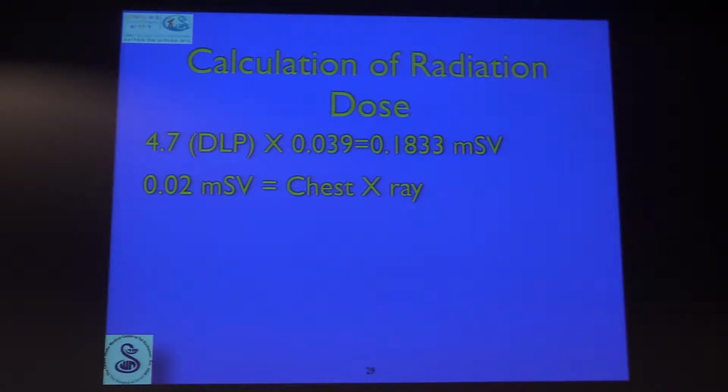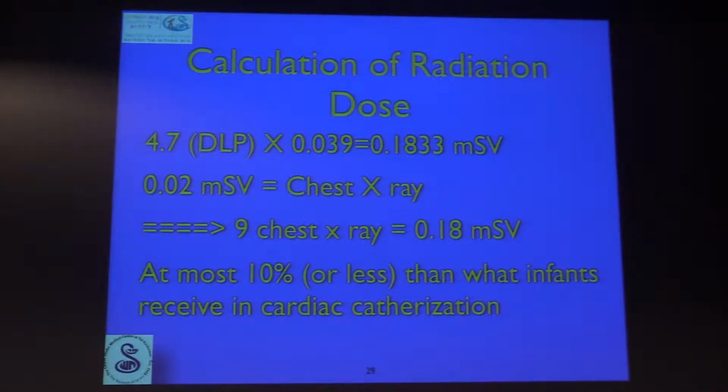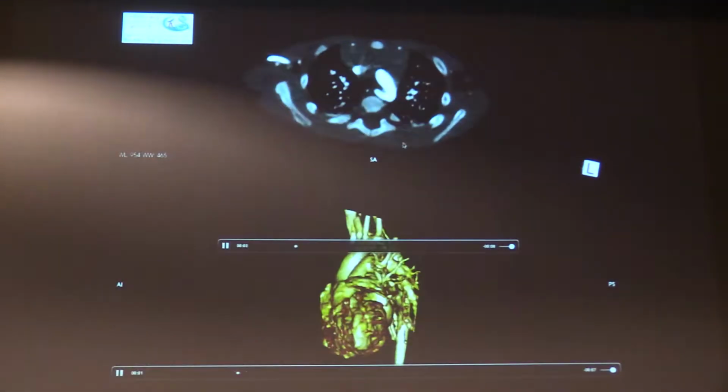Just to remind you that 0.02 millisievert is equal to 1 chest X-ray. So the total dose was about 9 chest X-rays for the whole scan of the chest. That is at most 10% or less of what infants receive in cardiac catheterization. And this is the image quality that we get.